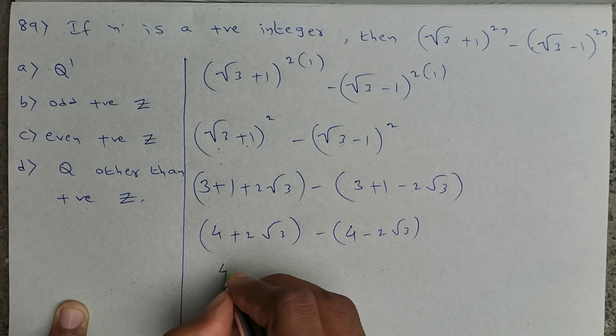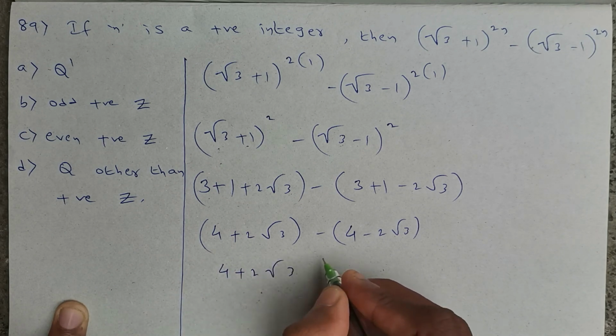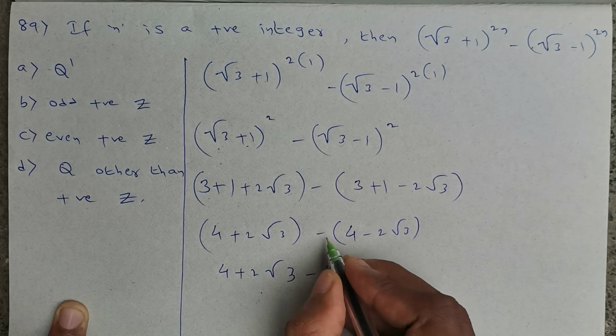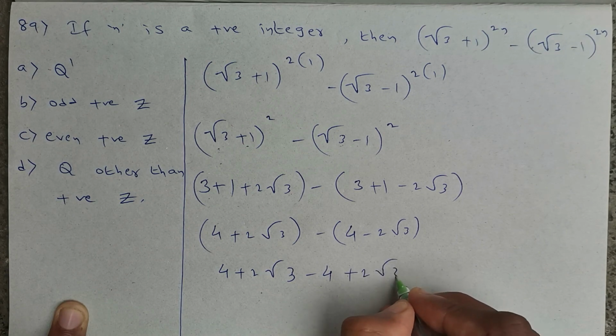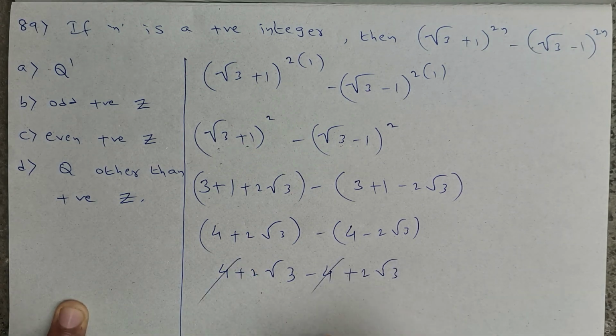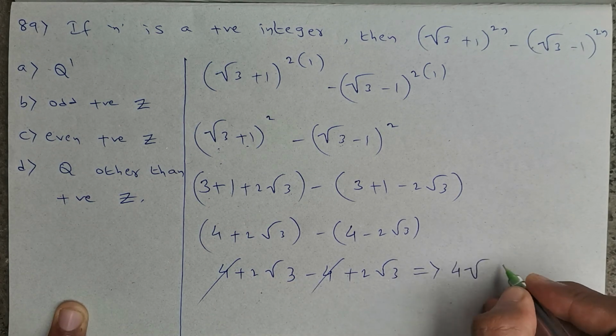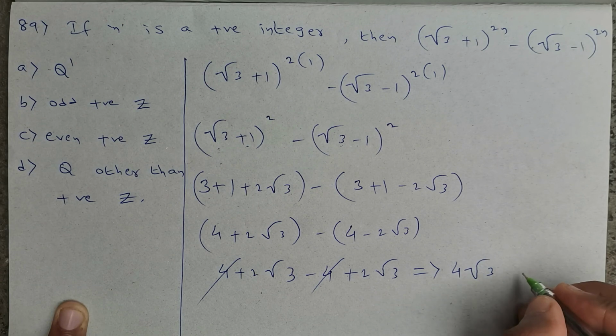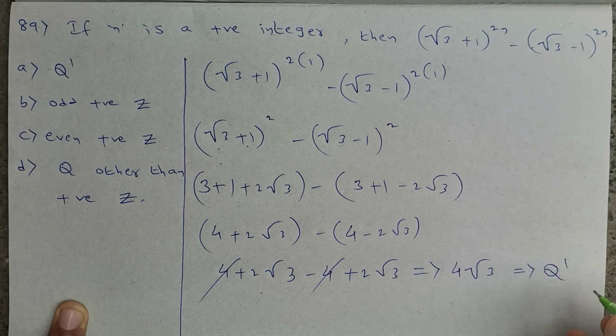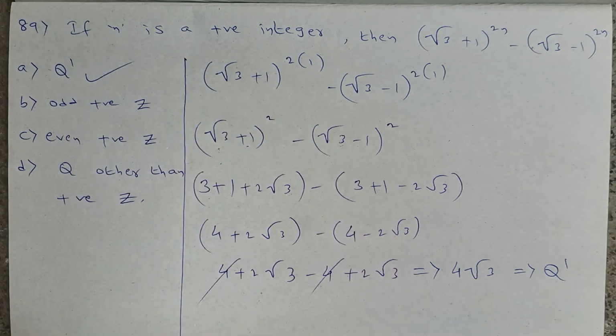If we remove the brackets, 4 plus 2 root 3, minus 4, plus 2 root 3. Here plus 4 and minus 4 cancel. So we remain with 2 root 3 plus 2 root 3, that is nothing but 4 root 3. This 4 root 3 is an irrational number. So option A is the correct option.